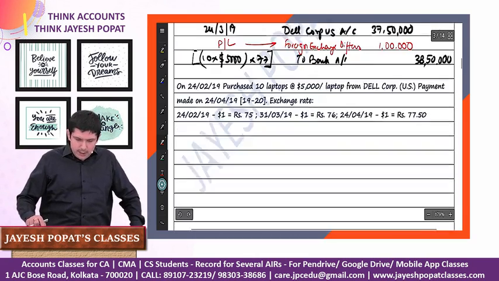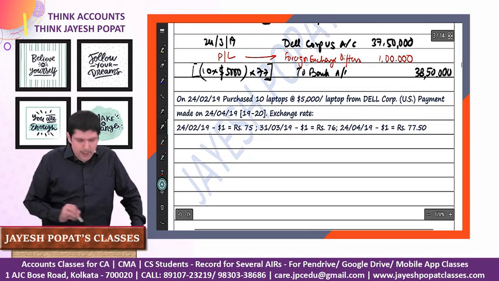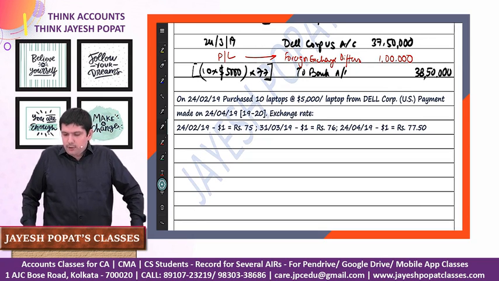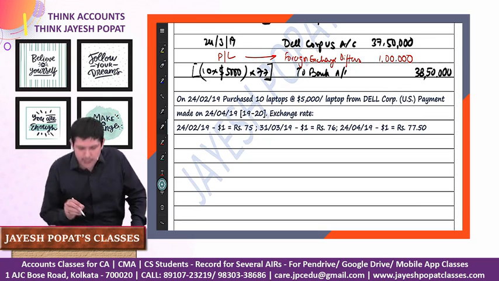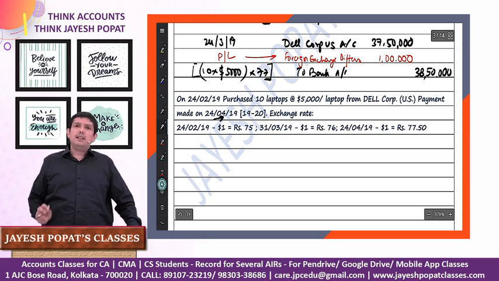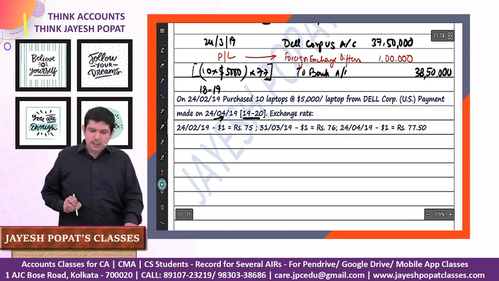Let's move on to the next example. Let's say on 24th of February 19, we purchase 10 laptops for $5,000 each from Dell Corp. Payment was made on 24th of April. So it is in the next financial year that we are making the payment, because the purchase is made in financial year 18-19 and the payment is made in financial year 19-20.